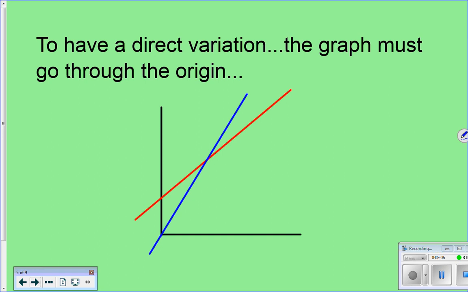So if they give you a graph, and I'll do an example of this one too at the end, they have to go through the origin to figure it out. Okay. Questions so far? You want to do a quick one with the table again to figure out what the direct variation is? Should we do another one like that?